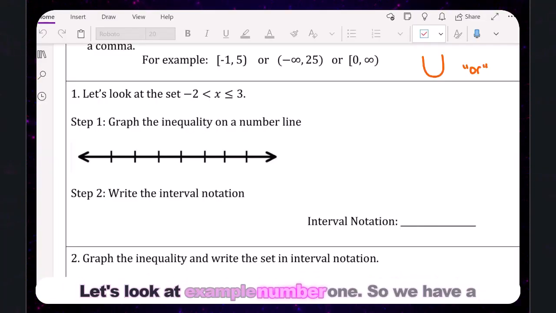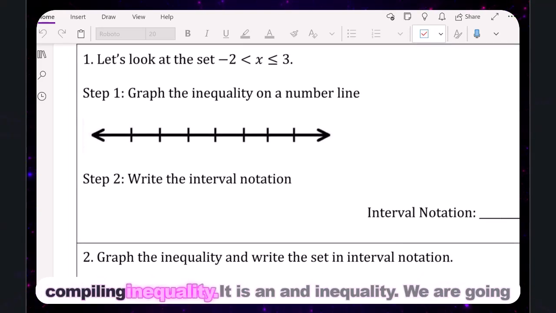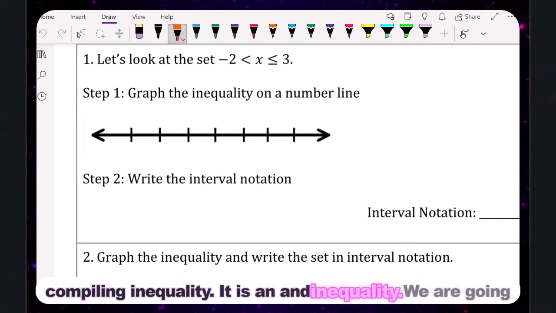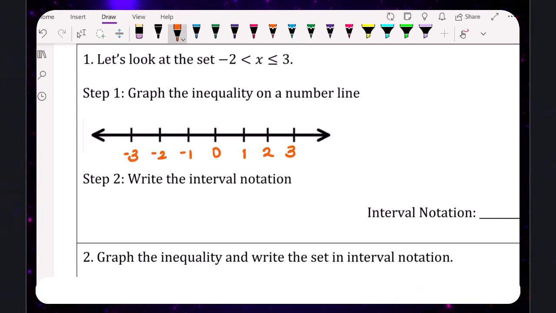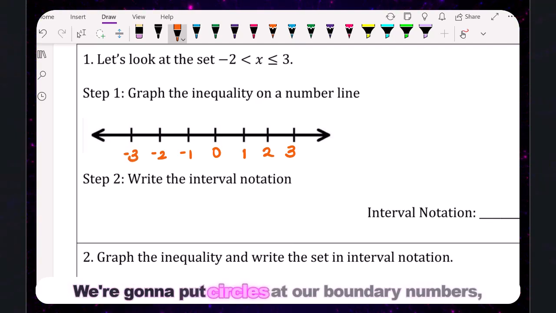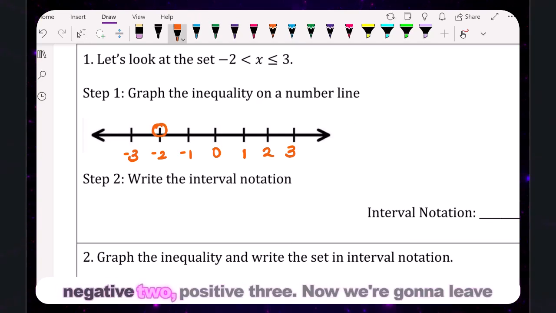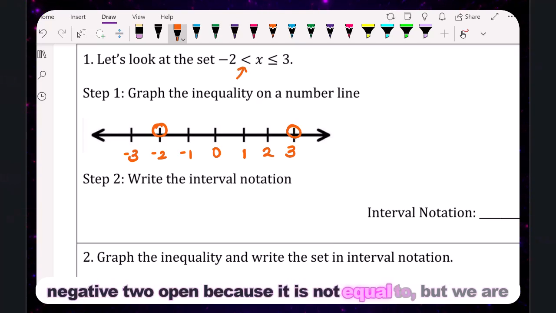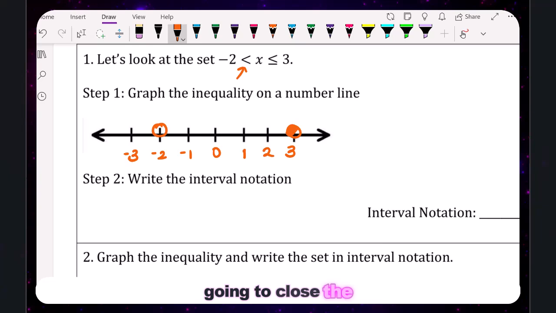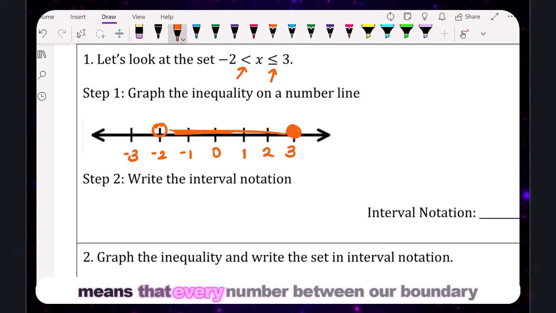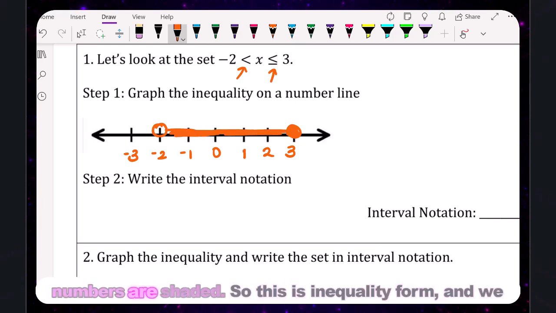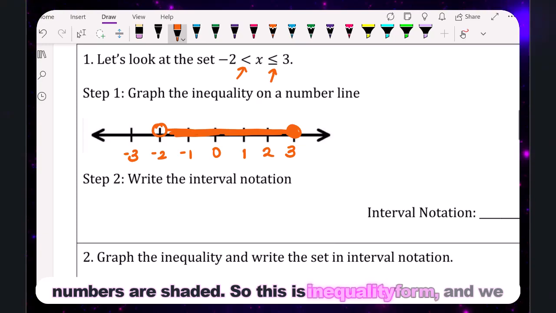Let's look at example number 1. So we have a compound inequality. It is an and inequality. We are going to have to number our number line first. We're going to put circles at our boundary numbers, -2, +3. Now we're going to leave -2 open because it is not equal to, but we are going to close the 3 because it is equal to, and then the x between means that every number between our boundary numbers are shaded. So this is inequality form.